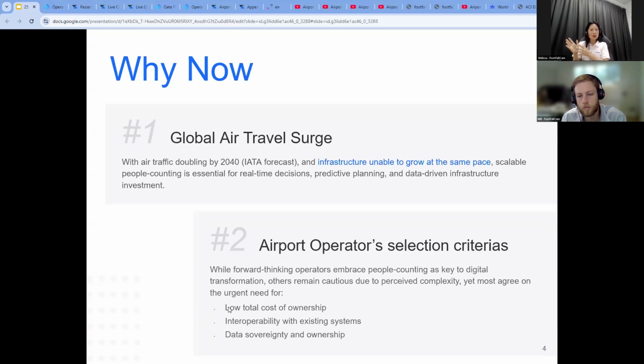However, for this to succeed, it must be financially sensible, technically interoperable, and respectful of the data ownership and privacy. Operators are cautious about vendor lock-in, data silos, and systems that can't integrate. So this solution must be open, hybrid friendly, and designed to support both on-prem infrastructure and cloud AI. Ultimately, most airports agree the time to act is now, but it must be done step by step, backed by data and proven to deliver measurable results, both operationally and financially.